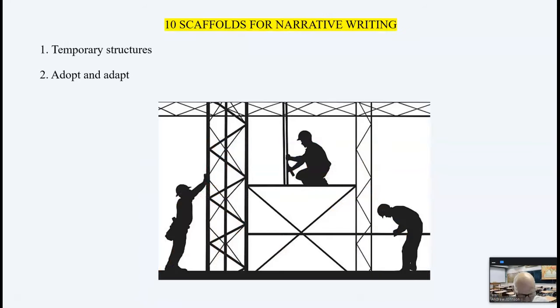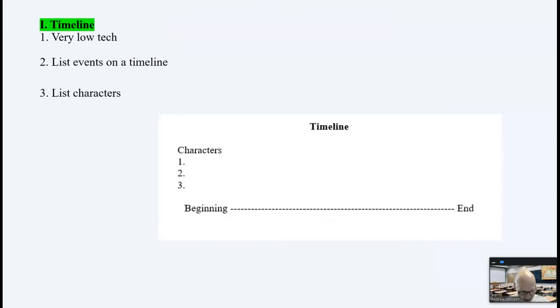All right, I am going to describe 10 scaffolds for narrative writing. I invite you to adopt and adapt. And a scaffold is a temporary structure. The goal is not to be structure dependent, but use these as long as necessary. Some of these may work for you, some may just not. Adopt and adapt.